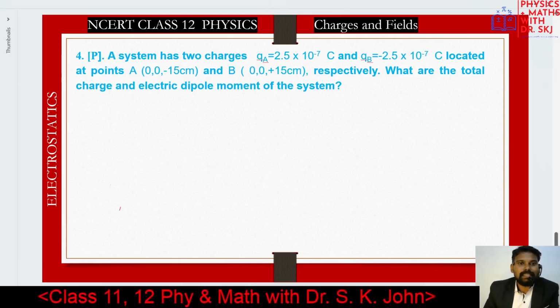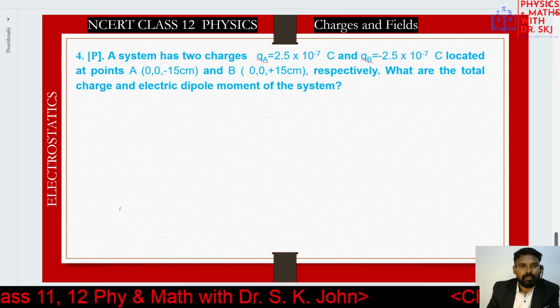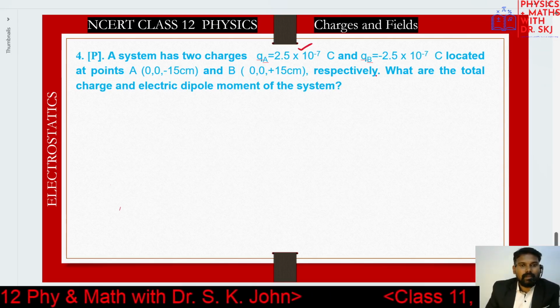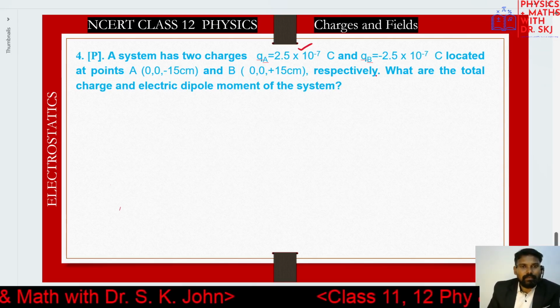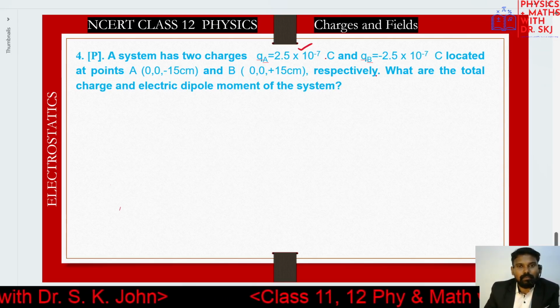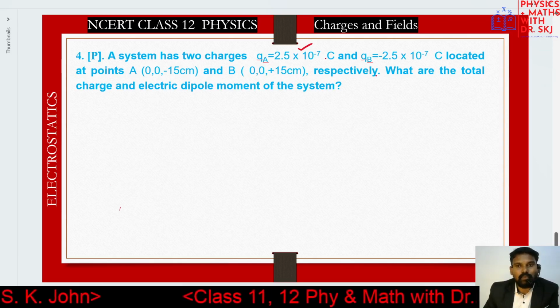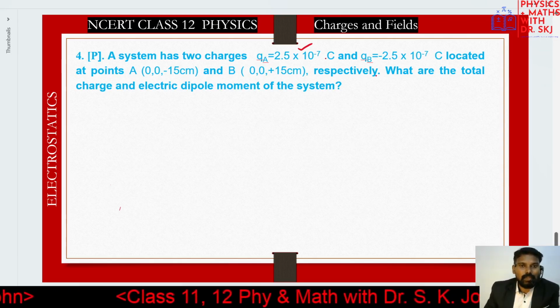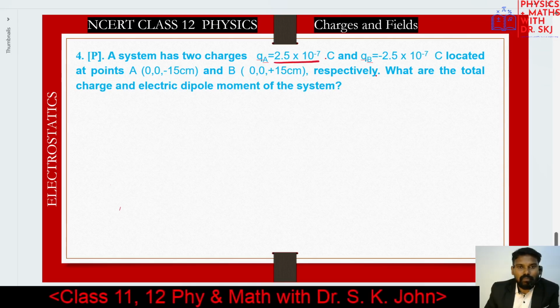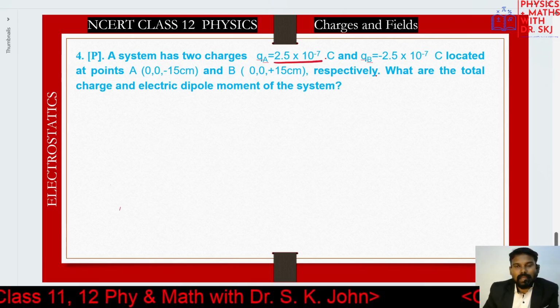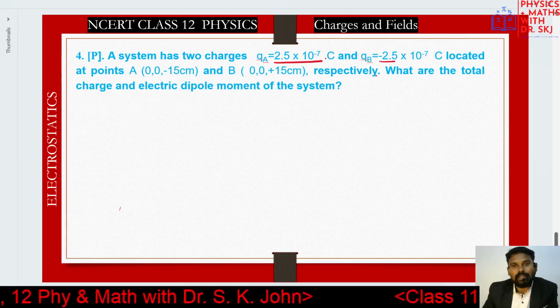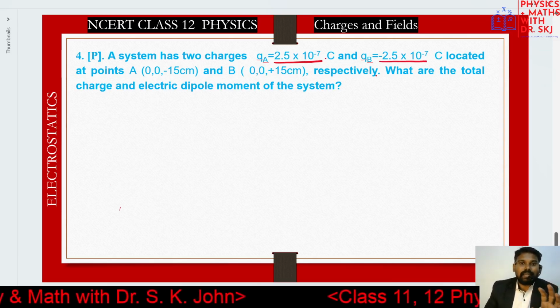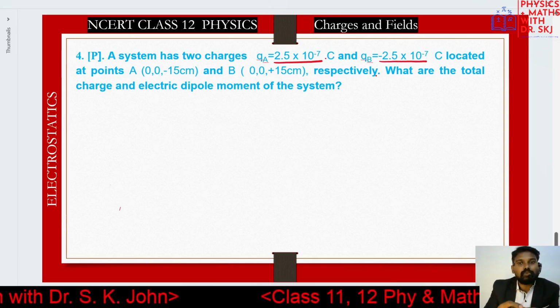Read this problem. A system has two charges. One is 2.5 into 10 raised to minus 7 coulomb, and the other one is minus 2.5 into 10 raised to minus 7 coulomb. As you can see, one charge is 2.5 10 raised to minus 7 coulomb, and the other charge is minus 2.5 10 raised to minus 7 coulomb. That means they are equal and opposite, or they constitute a dipole.